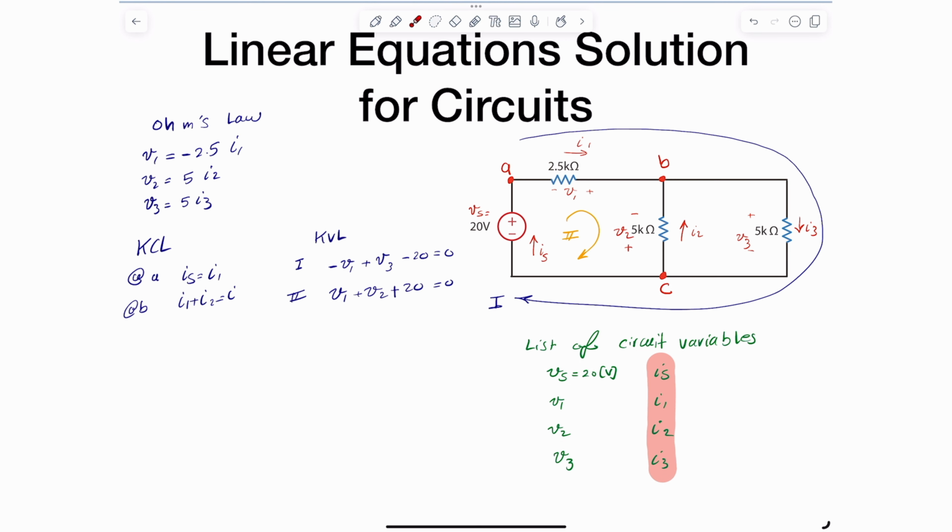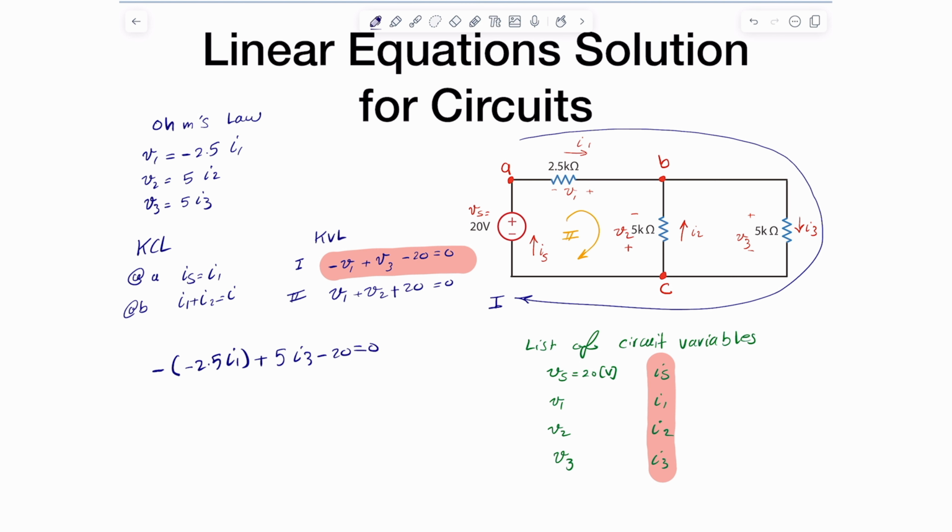So looking here, KCL is already written in terms of currents, but KVL is written in terms of voltages. So if I substitute these values of these voltages in here, I will convert KVL equations into equations using currents. So let me just do that for the first equation, which is KVL in here. So you'll see that it's simply negative V1, where V1 is simply negative 2.5 I1, and then plus V3, which is 5 I3, negative 20 equals 0.